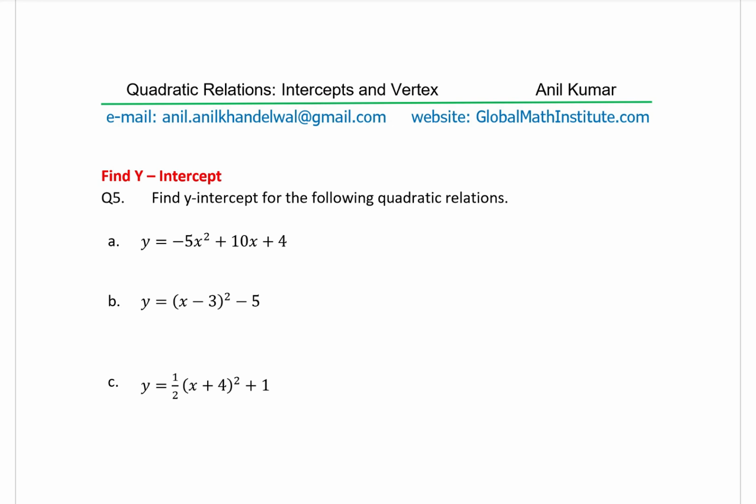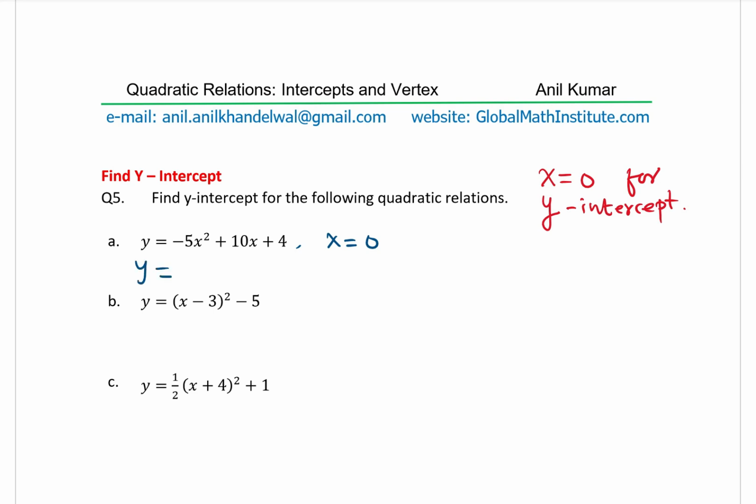Very first one is question number 5. Find y-intercepts for the following quadratic relations. Now when we say y-intercepts, then remember x equals 0 for the y-intercept. Is that clear to you? So that is the concept which we are going to apply. So in each equation, I'm going to write x equals 0 and then we'll calculate y.